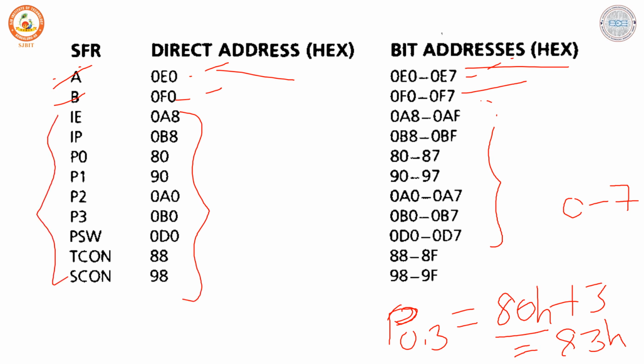As I told you, not all SFRs support bit addressing. The ones that do are A, B, IE, IP, that is interrupt enable and interrupt priority, all the ports, then the program status word, timer control and serial control. So these are the SFRs which support bit addresses.